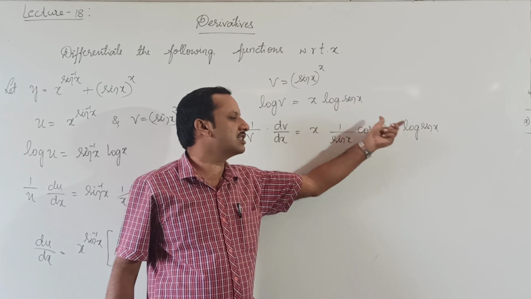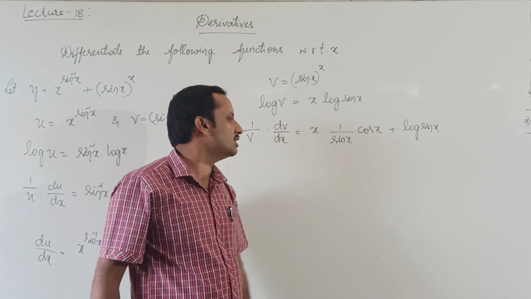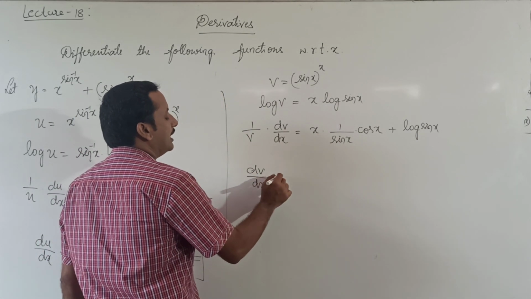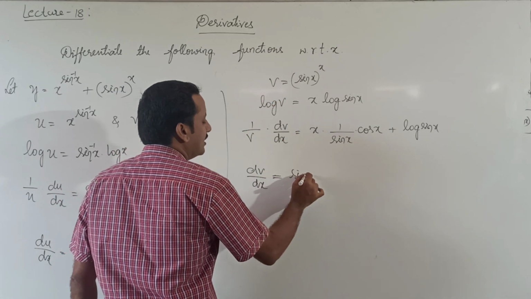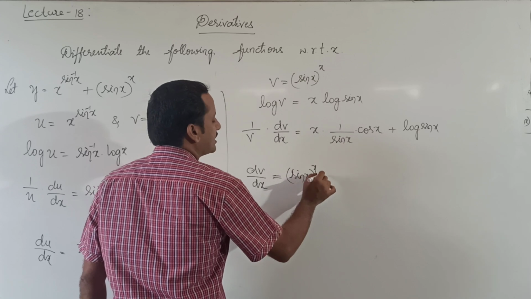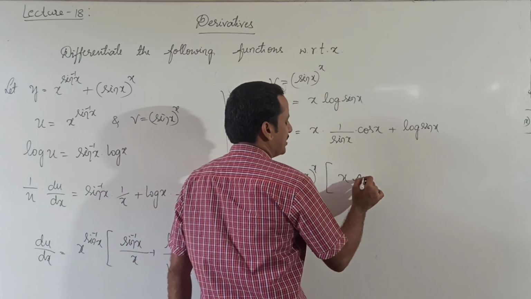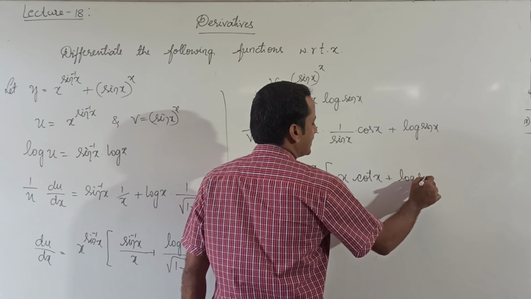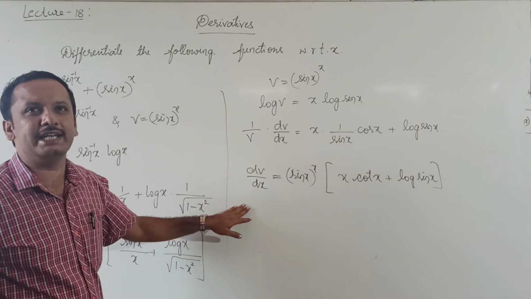Plus the second function, which is log sin x, into the derivative of x, which is 1. So dv by dx is equal to, take this v to the RHS. So v into, what is v? Sin x to the power x into this factor. I can write cos x by sin x as cot x. So x cot x plus log sin x. This is dv by dx.